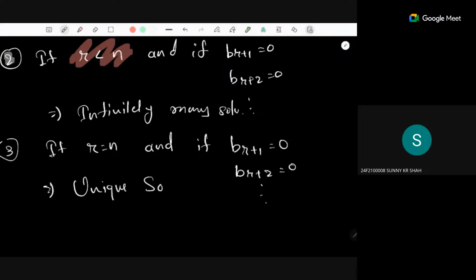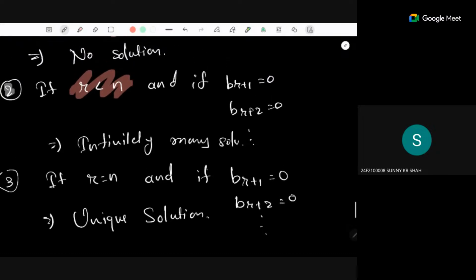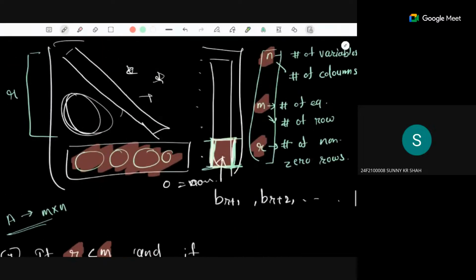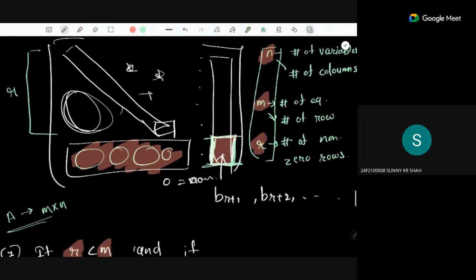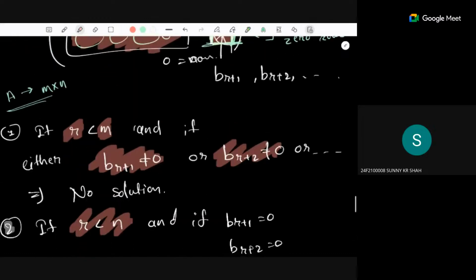Okay, so then we have a unique solution, because in this case we can use the backward method. So that means with the help of these constants we can find out the value of each and every variable. So here we will have a unique solution when r is equal to n, and the constants related to zero rows are equal to 0. Okay, so these are the three cases we have.